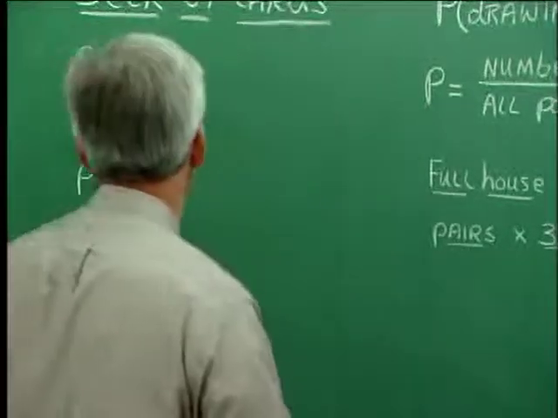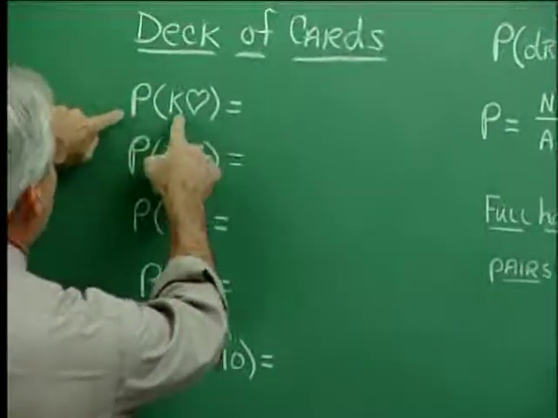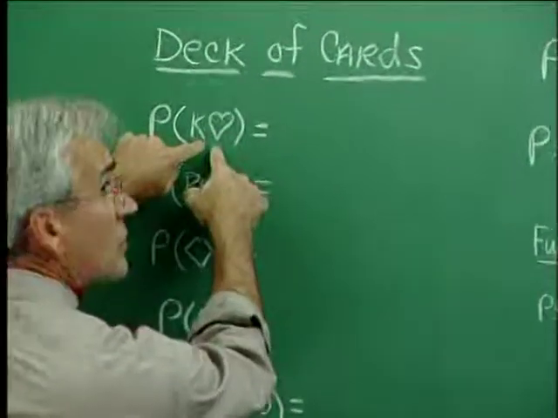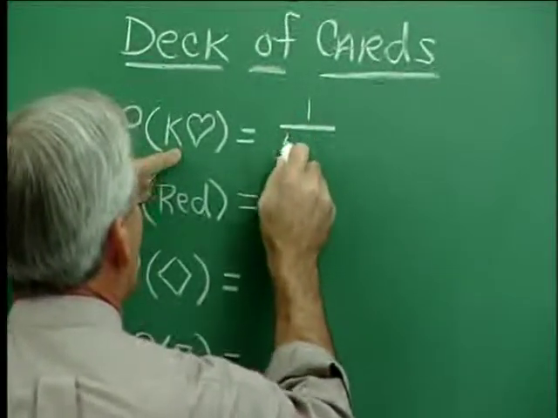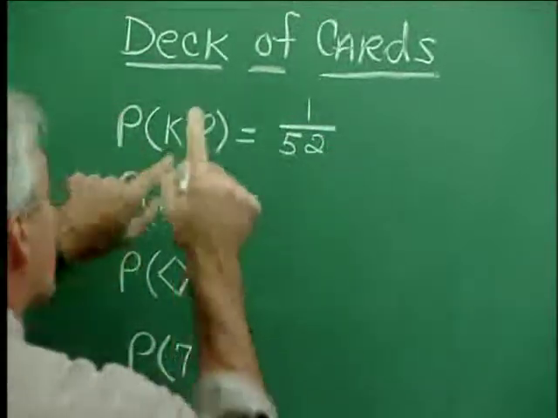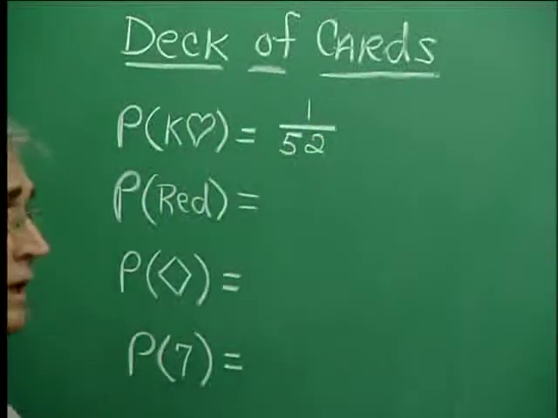Okay, let's go with our probability calculations. The probability of the king of hearts. How many king of hearts are there? Well, there's only one card that is the king of hearts, and there are 52 cards in the deck. So the probability of drawing the king of hearts is 1 in 52.